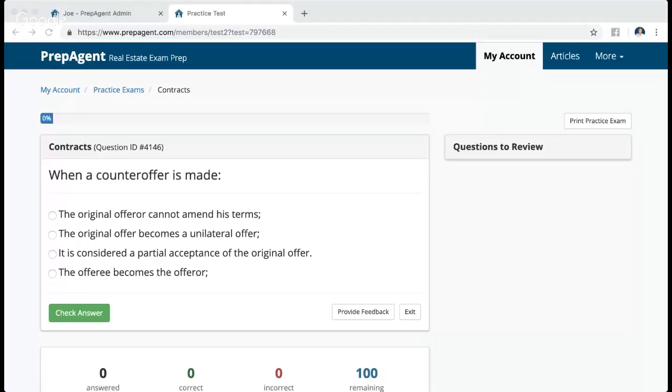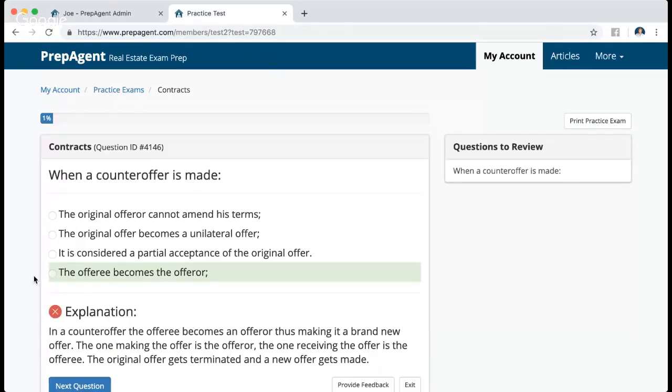Okay, so let's look at the first one on the board here. Hello, Terry Tyson. Good to see you. When a counteroffer is made, A, the original offer can amend its terms; B, the original offer becomes a unilateral offer; C, it is consideration, a partial acceptance of the original offer; or D, the offeree becomes the offeror. What do you guys think? Welcome, Elma. Okay, the answer is D. The offeree becomes the offeror.